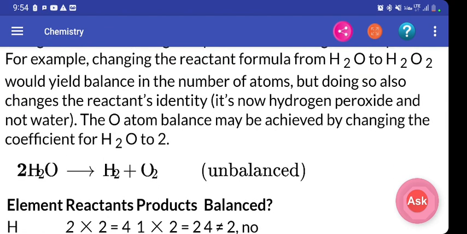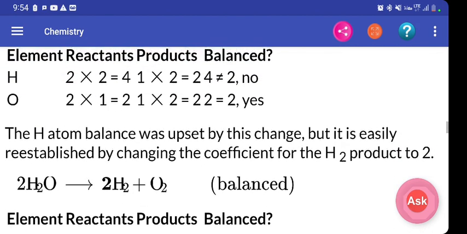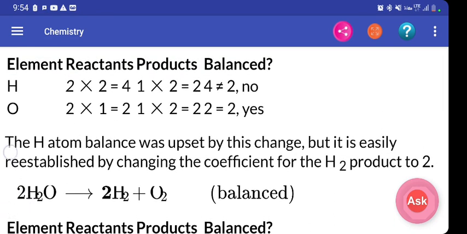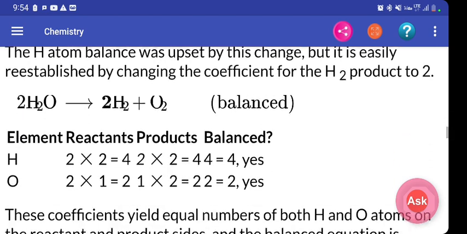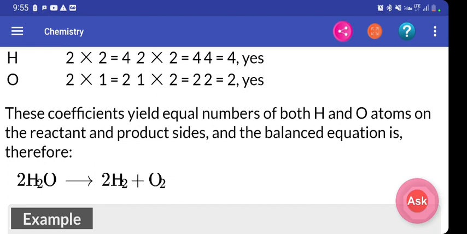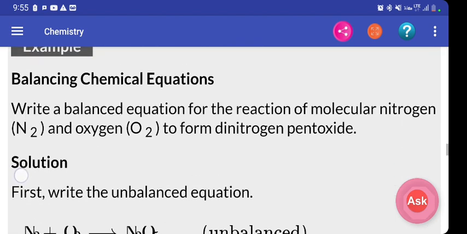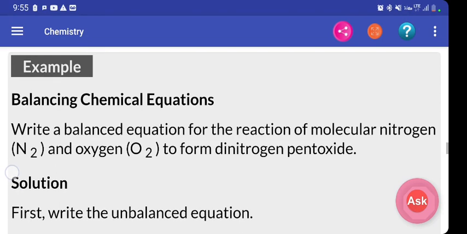O atom balance may be achieved by changing the coefficient for H2O to 2. H balance is upset by this change, but it is easily re-established by changing the coefficient for the H2 product to 2. This yields equal numbers of both H and O atoms on the reactant and product sides, and the balanced equation is therefore 2H2O → 2H2 + O2. Balanced chemical equation.